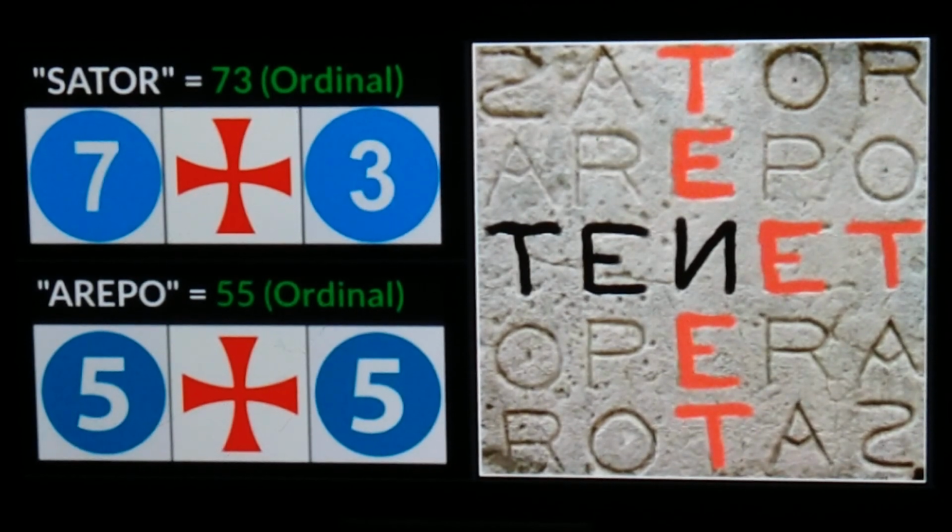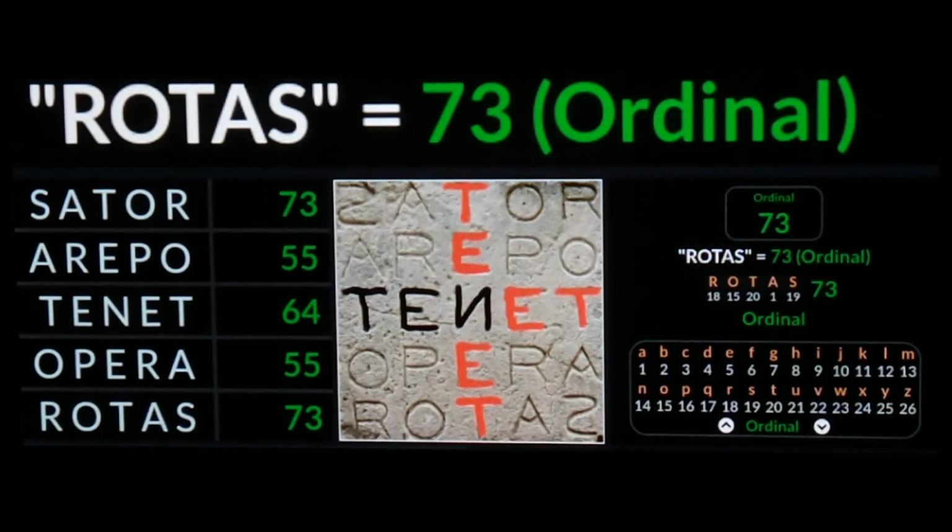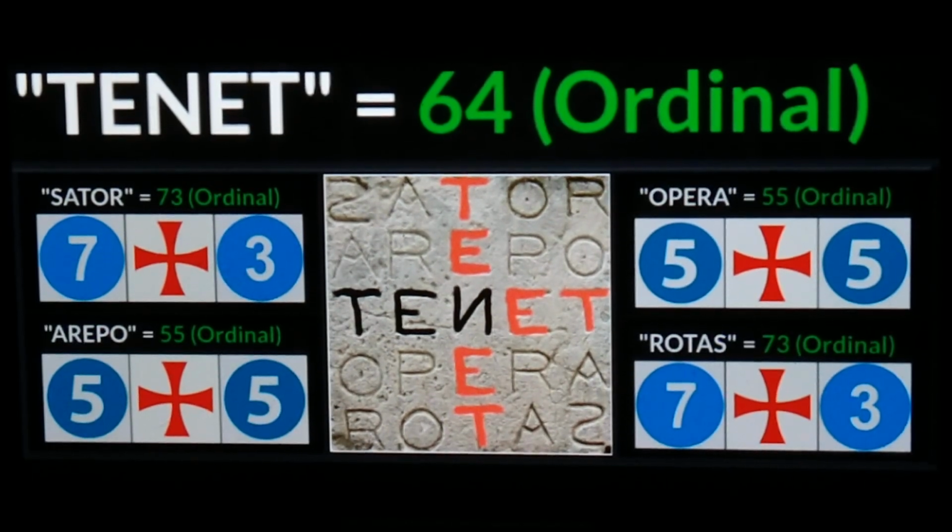But the word Sator, S-A-T-O-R, equals 73. So does the word Rotas. Sator backwards is Rotas. Rotas equals 73. 7 plus 3, 10. And you could do that for all of these 5 words. Arepo equals 55 with the English ordinal cipher. 5 plus 5, 10. Again, tenet equals 64, 6 plus 4. The word opera equals 55, ordinal. 5 plus 5, 10. Rotas, 73. 7 plus 3, 10.